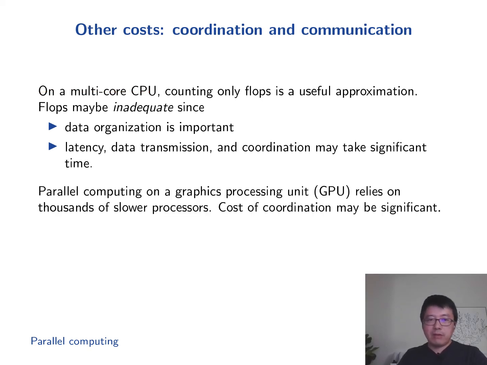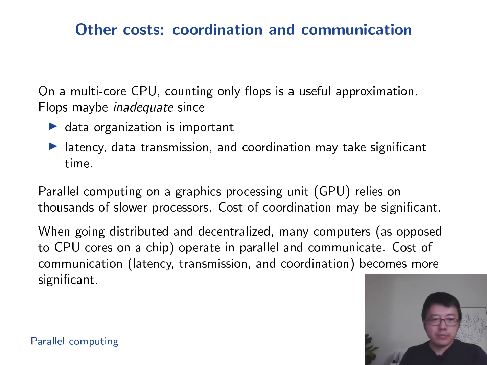Modern GPUs have thousands of slower cores. They're very good at running the same program over thousands of data streams. However, coordinating different programs and running reduction operations can be slower. When we go distributed or decentralized, we're talking about computers that are connected in a local network or even the internet. In that case, the cost of communication becomes even more significant.